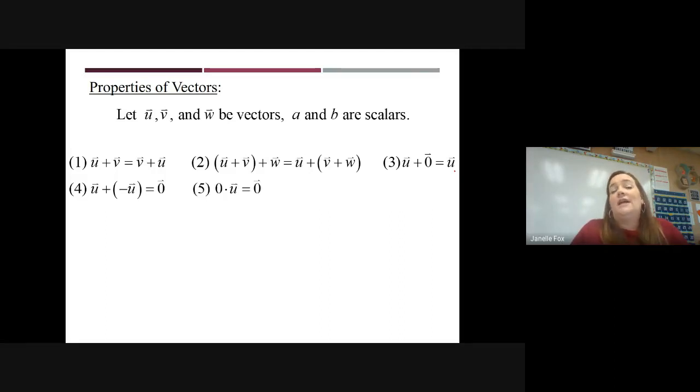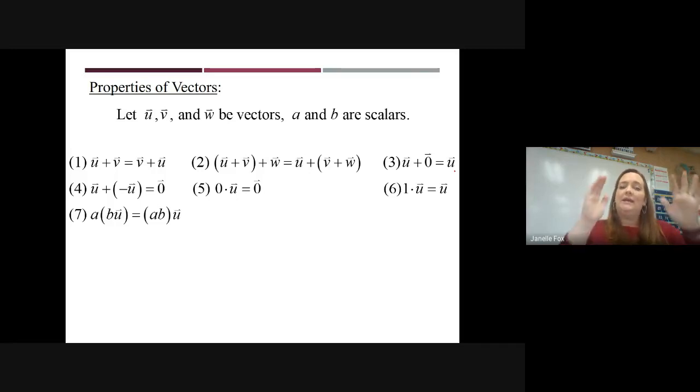A fifth one is that if you take the scalar 0 and multiply it times vector u, then you will get the zero vector. A sixth one is that if you take 1 times vector u, you will get vector u. Our seventh little property here is that if you have a scalar a times, in parentheses, a scalar b times vector u, you can just group the scalars together and do a times b times vector u.